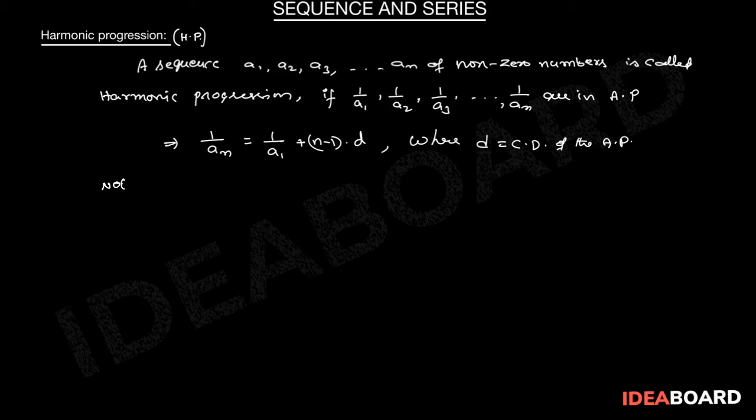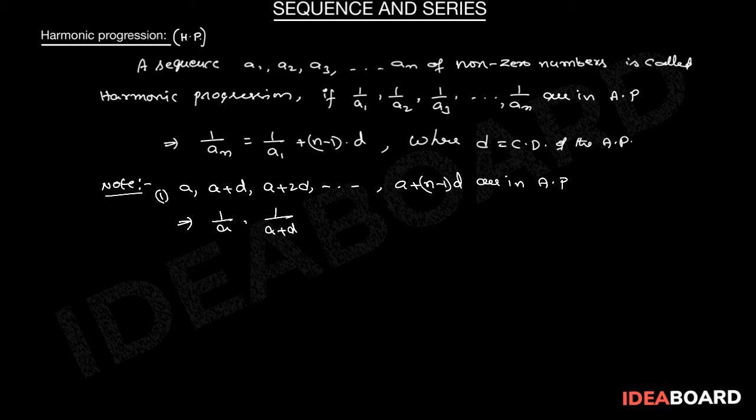Note 1. The sequence A, A plus D, A plus 2D and so on, A plus n minus 1 into D are in arithmetic progression. That implies 1 by A, 1 by A plus D, 1 by A plus 2D and so on 1 by A plus n minus 1 into D are in harmonic progression.